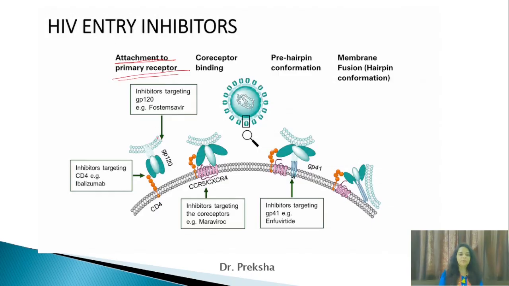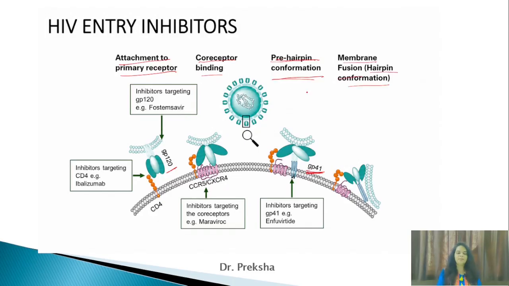The second step is conformational changes in the CD4 cell. After binding of GP120 to CD4, the CD4 cell undergoes conformational changes. This is the second step where you can target the CD4 cell with the help of a drug. The third step is the CCR5 and CCR4 co-receptors, which are also targeted by a drug.